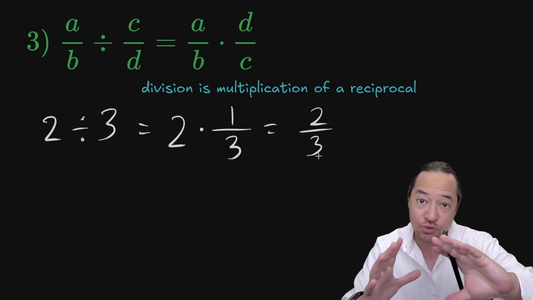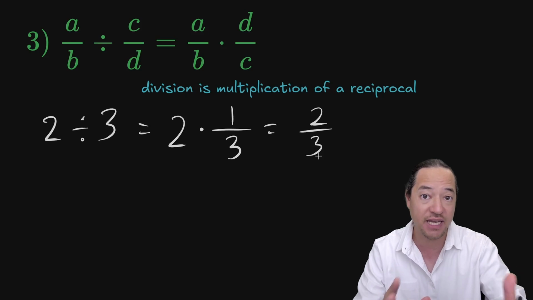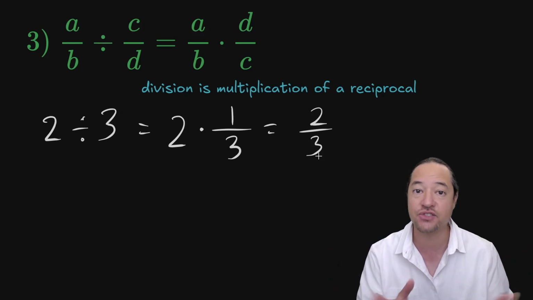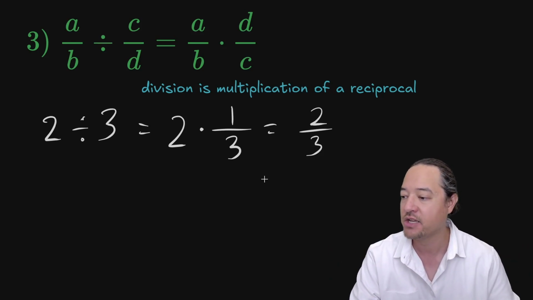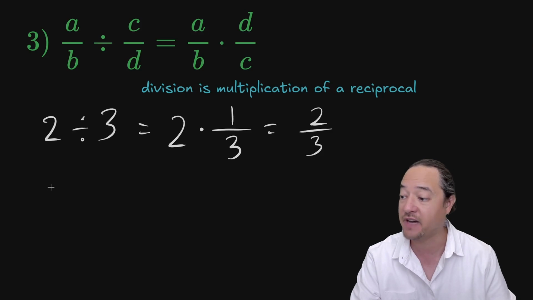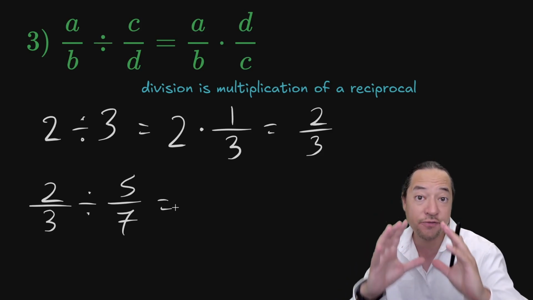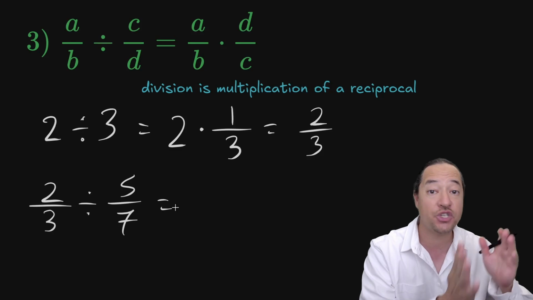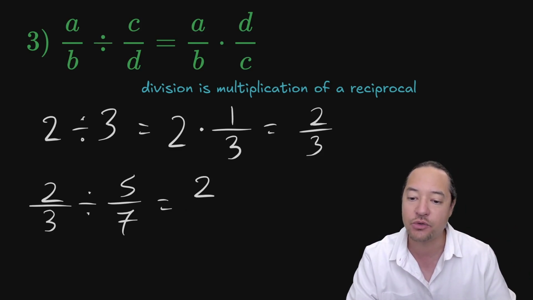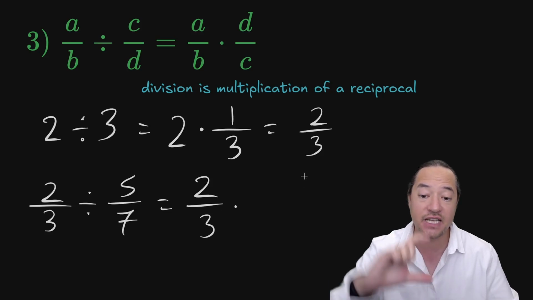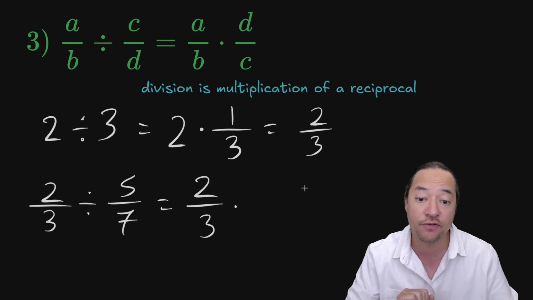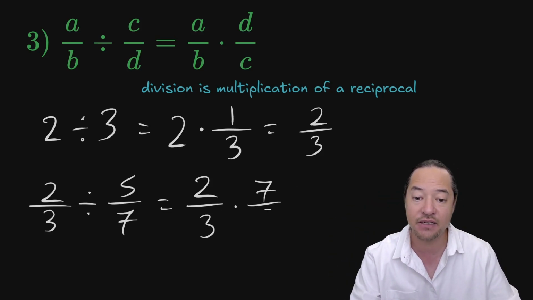And so once you're able to translate it into multiplication, then we're just multiplying fractions, and we already learned how to do that. So let's try an example here of dividing some fractions. How about we have our 2/3, and we're going to divide that by, how about 5/7? Okay, so we want to transform division into multiplication of a reciprocal. So we're going to have now 2/3 multiplied by the reciprocal of 5/7. You have to flip that fraction over, right? So we're going to get 7/5.